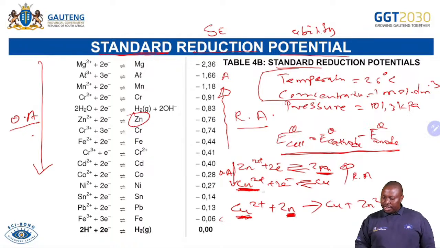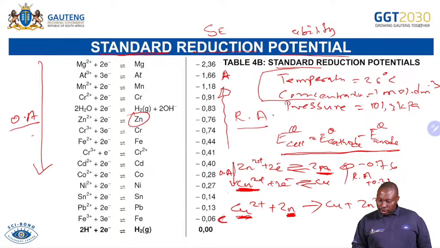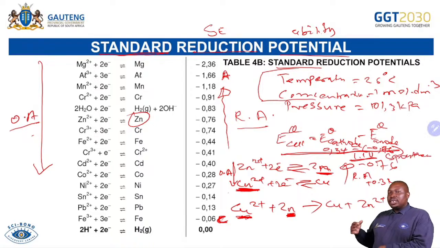Even for calculating EMF, you are able to know that zinc is negative 0.76 and copper is positive 0.34. So your cathode is down there. Remember ABC: the anode comes before the cathode. So you have the anode in table 4B at the top and the cathode at the bottom. Then this will be 0.34 minus negative 0.76, and that gives you 1.1 volts. And then you are able to say this is spontaneous. It is spontaneous because no energy is needed, as compared to the electrolytic cell.